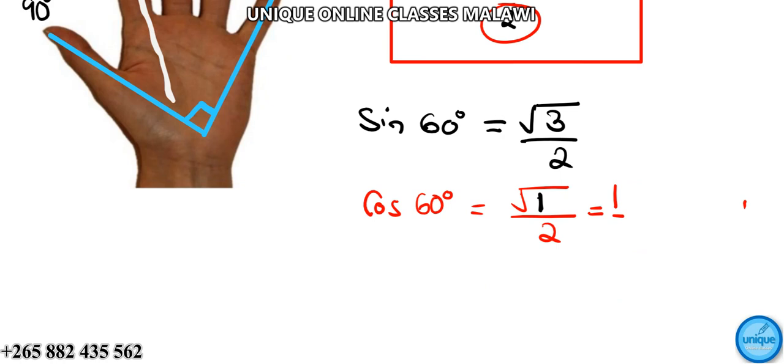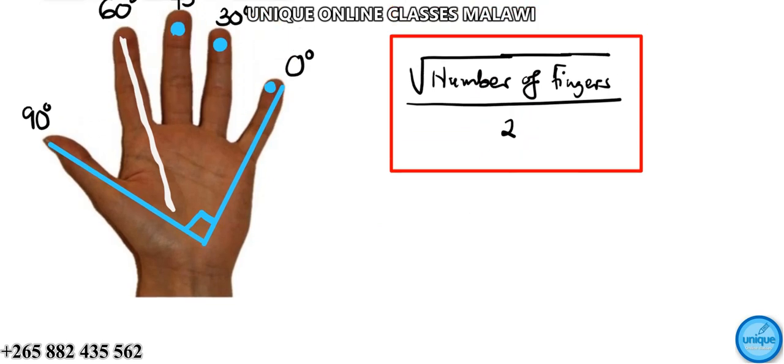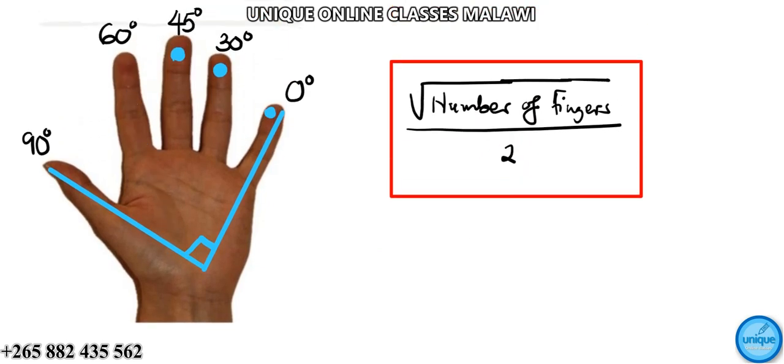Let's now do 90. We are done with 60. Let's do 90. When we come to 90, we are here.